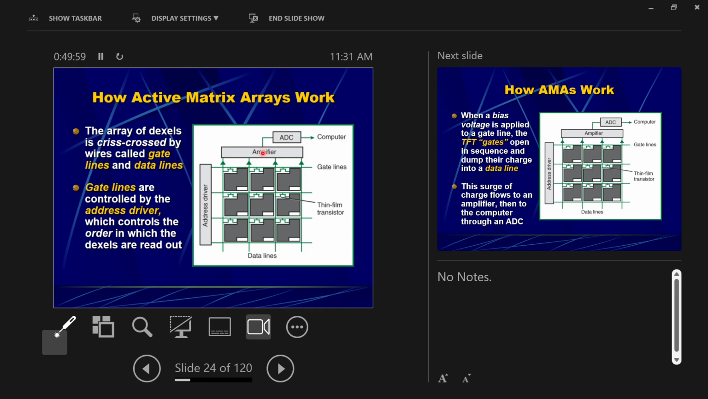The amplifier then runs that current through something called an analog to digital converter. I won't spend much time on that, but we call the electric current coming from the deck cells analog. That current has to be then digitized. It has to be put into a specific value. It has to be given a specific numerical value. And that numerical value is called a digital value. And that value will represent a pixel value on the computer screen.